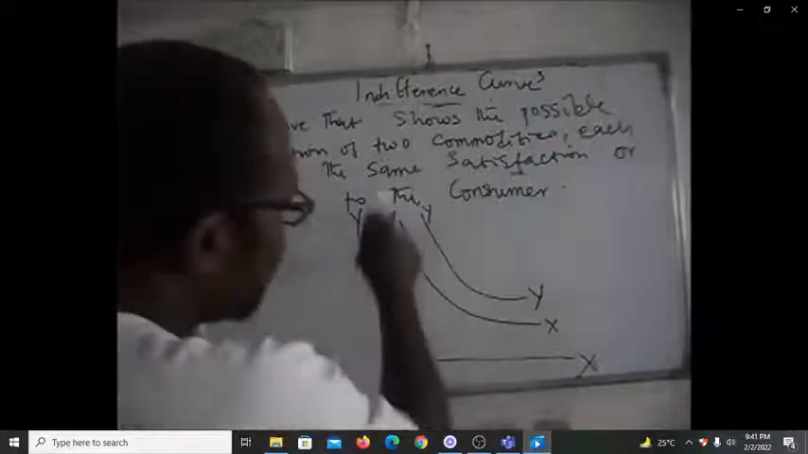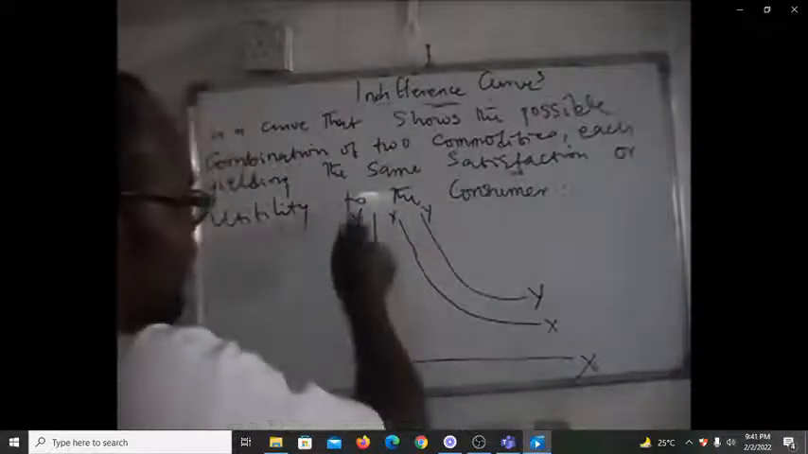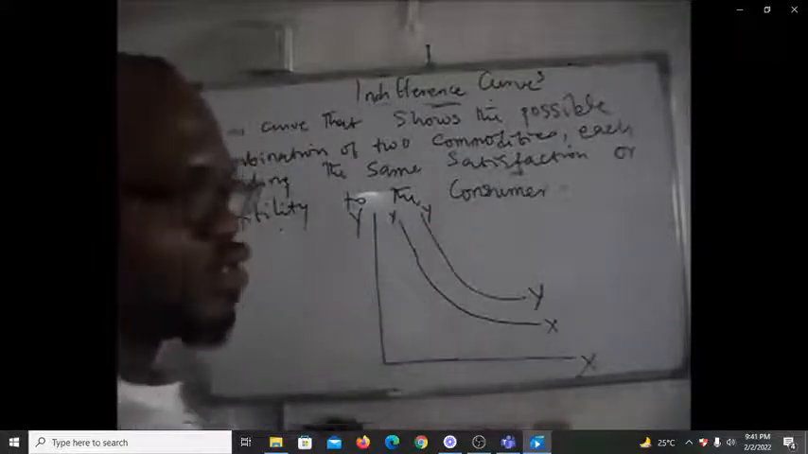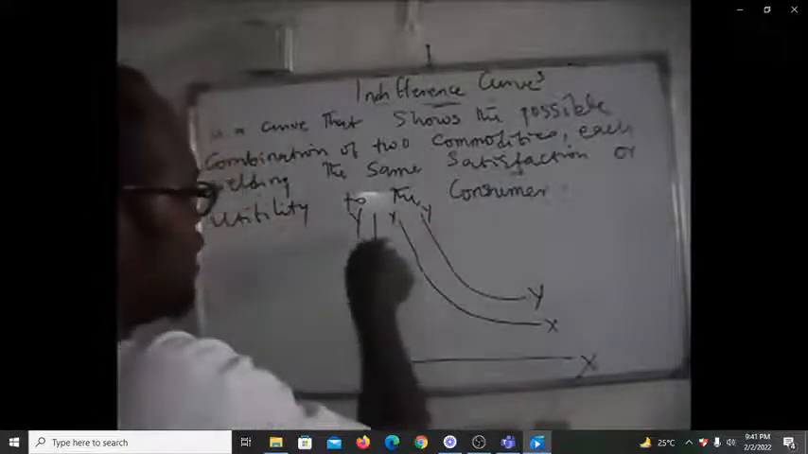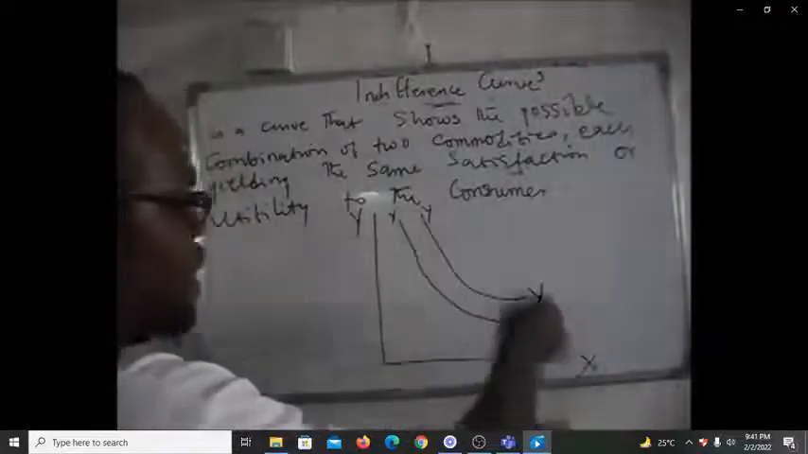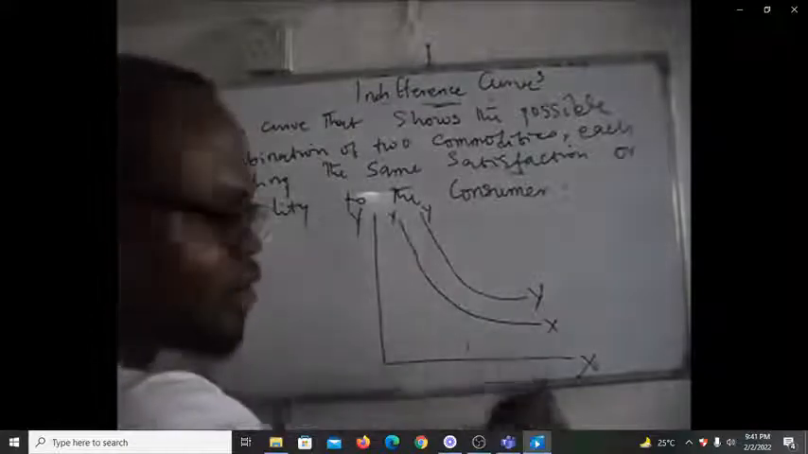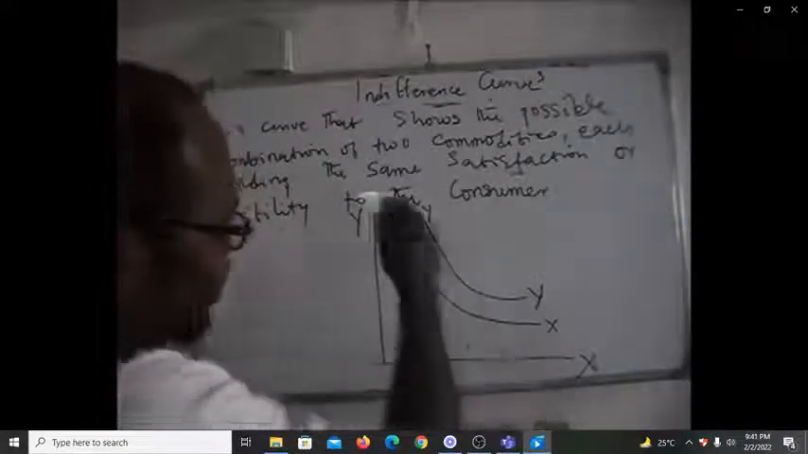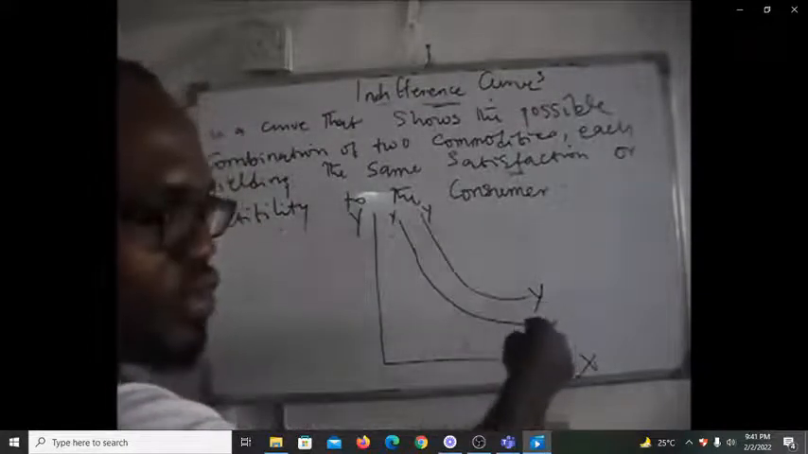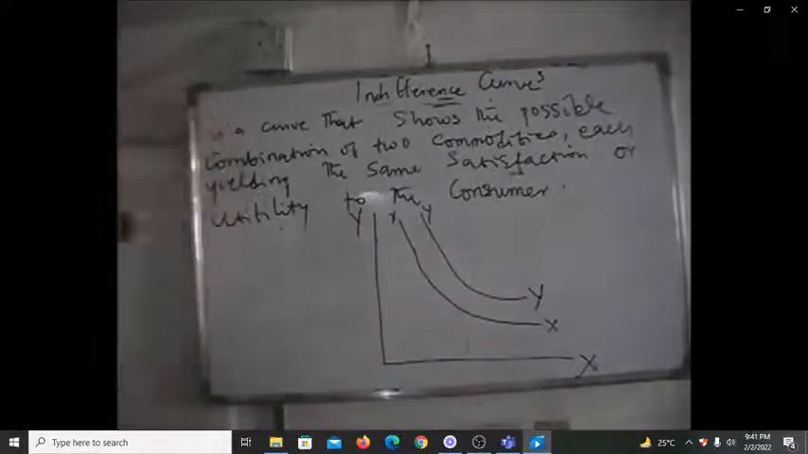is the indifference curve. And this is how the curve is normally shown. Is that clear? Indifference curve, it will have X, it will have Y. Combination of X and Y to give you these curves. So whenever you have a curve like this, showing the two commodities, with such a slope, it indicates an indifference curve.